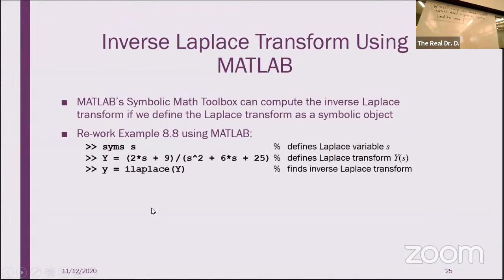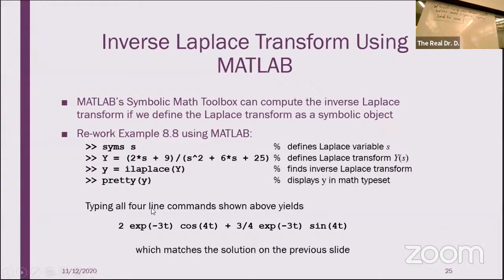Then I use ilaplace. That's not a new Apple device, right? It's inverse Laplace of capital Y. Although I think Apple is really missing out on large amounts of the market share by not having iLaplace. I do think that's something they need. So you type ilaplace of capital Y, and if you're so inclined, you can use pretty to make it look nice. And you'll get this out: 2e to the minus 3t cosine of 4t plus 3/4 e to the minus 3t sine of 4t.